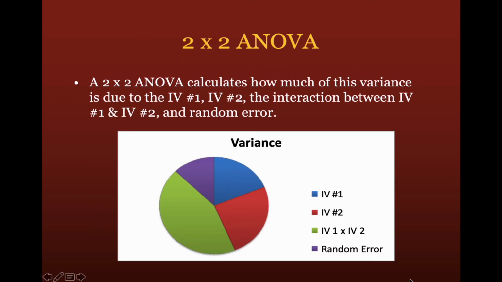So what an ANOVA is going to do, it's going to partition out the variability on the dependent variable to either the first independent variable, the second independent variable, the interaction between those two variables, and random error. And it's going to essentially look at the variability that's due to the first independent variable in comparison to random error, the second independent variable in comparison to random error, and then the interaction in comparison to random error. So you're always forming a ratio, and the random error is always the same for all of these particular ratios.